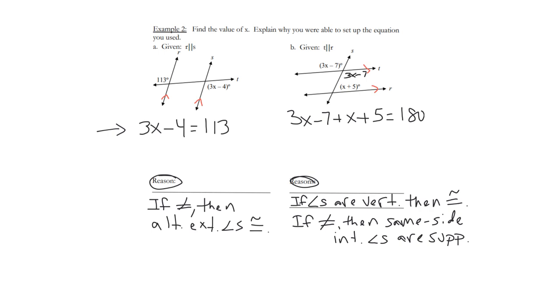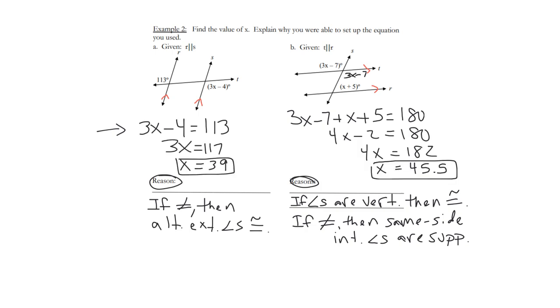All right, for time's sake, go ahead and solve these. I'm going to just include the answers and you can check to see how you did. But the goal is to understand the parallel line theorems and be able to write equations based on that information. Okay, so there's the work and the answers. X equals 39 and X equals 45.5 on those two.